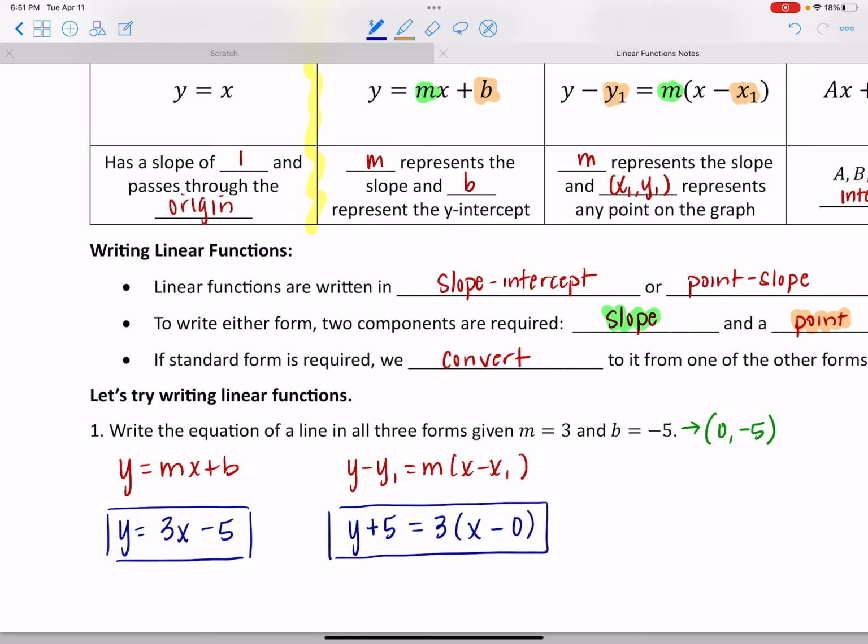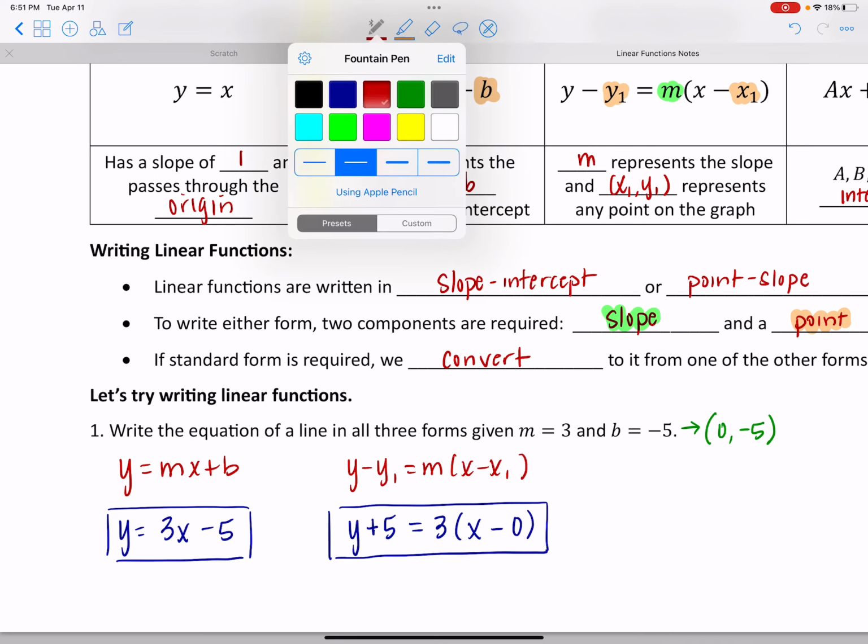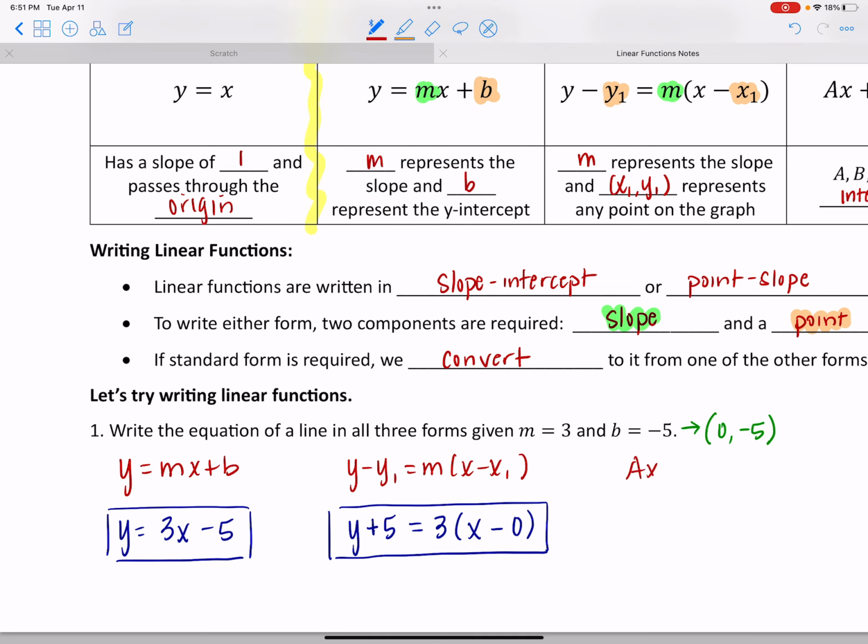And then if I asked you for standard form, standard form has the x term followed by the y term and then followed by a constant, and those x and y coefficients and that constant need to be integers, so no fractions. To get that form, we're not actually plugging anything in. Notice there's no x1, y1, there's no m. So we're just going to take one of the other forms and rearrange it, and I think the first form we have here would be the easiest.